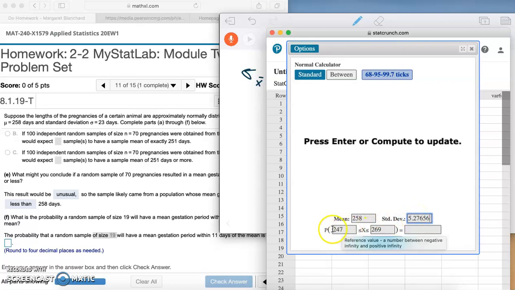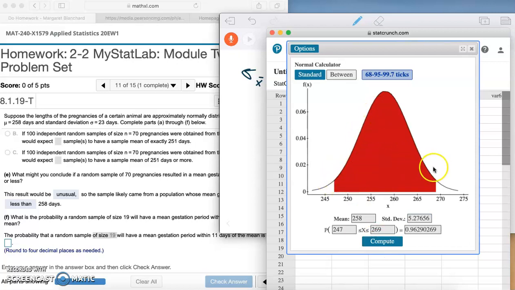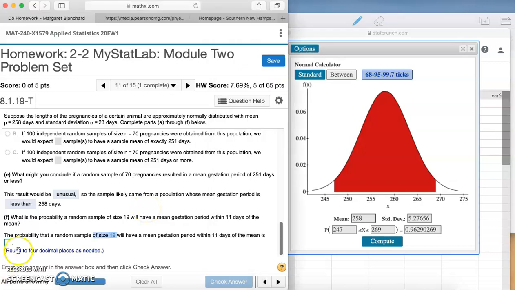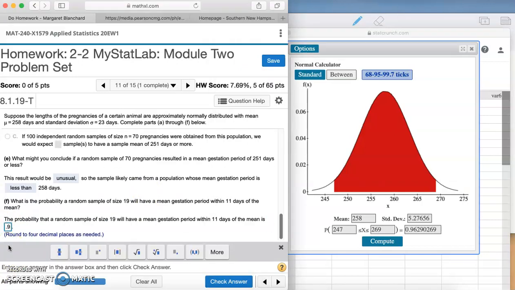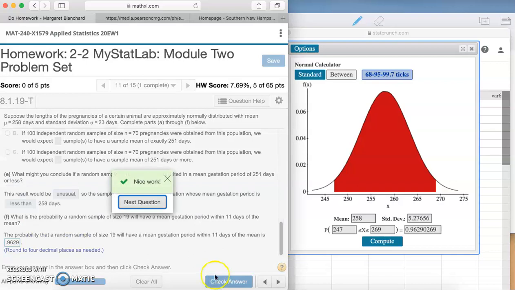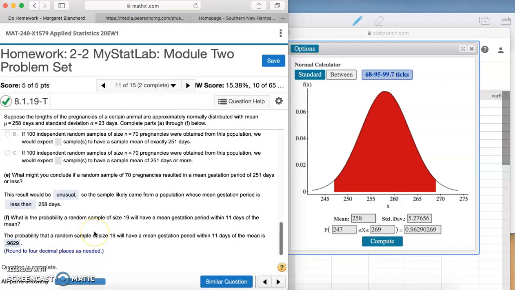Now we have our mean, which is the same as the population mean, and our new standard deviation, and this is within 11 days. So let's click compute. Nice, look at that visual that tells us we really expect it to be within 11 days. The probability, rounded to 4 decimal places, is 0.9629. Check answer. Nice work. So that's something we would actually expect. We would definitely expect that random sample of 19 to have a mean gestation within 11 days of the population mean. If anybody has any questions, let me know. Again, that's module 2, problem number 11.